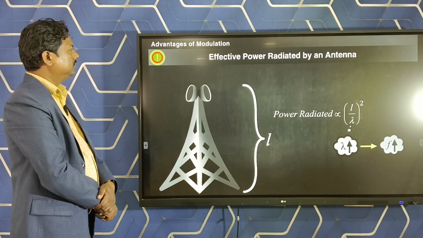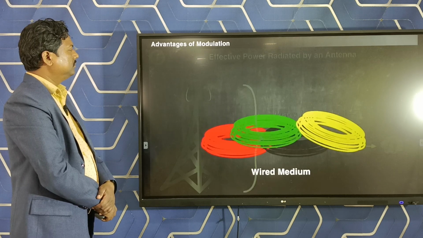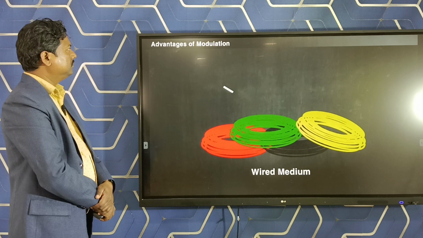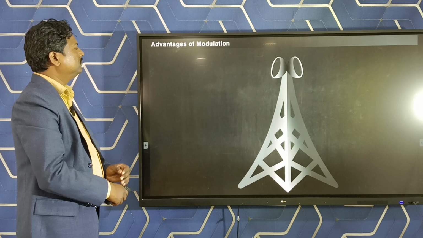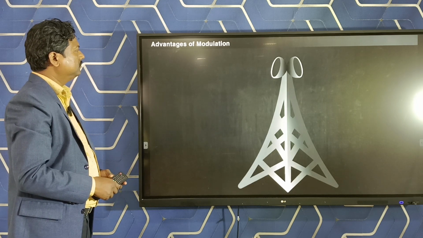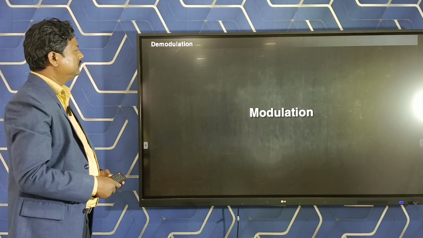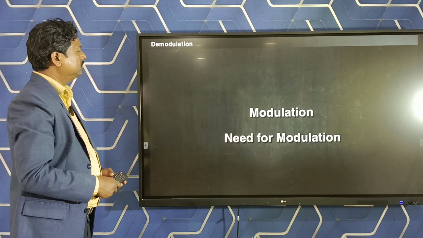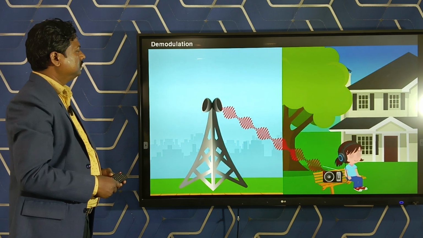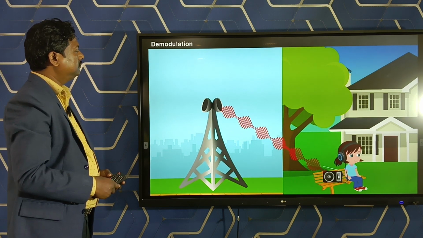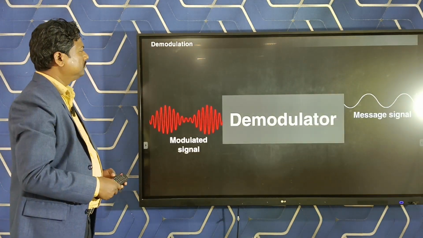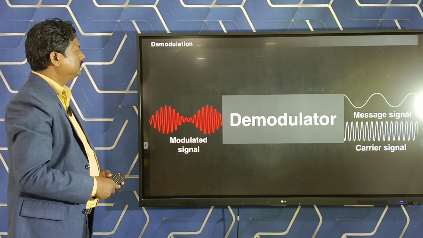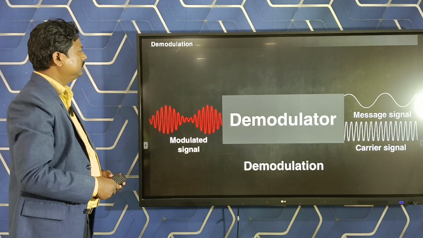By using high frequency transmission, we can achieve high power radiation without changing the antenna height. Modulation helps us to replace the wired medium with wireless medium communication. Also, we can achieve a high range of communication by using modulation. So far, we have studied about modulation and the need for modulation. When the modulated signal reaches the receiver, it is necessary to separate the message signal from the carrier signal. This process of recovering the low frequency message signal from the modulated signal is called demodulation.